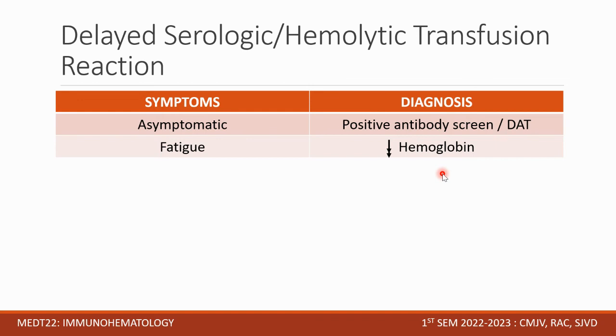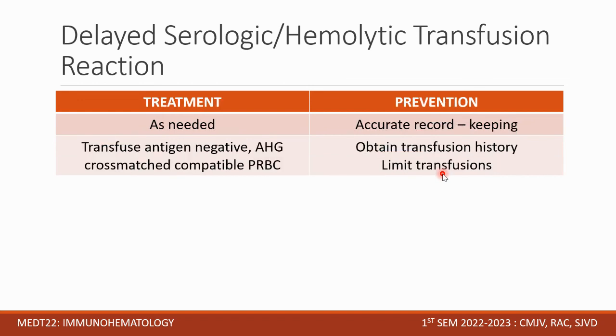So although it is asymptomatic, it can still cause hemolysis. So, dagdag natin sa asymptomatic since this is hemolytic. So, we can also see hemoglobinuria, syempre. Okay? So, treatment naman, you can treat as needed. Okay? So, we can also transfuse antigen-negative AHG cross-match compatible packed red blood cells.